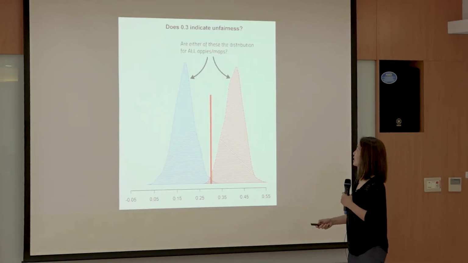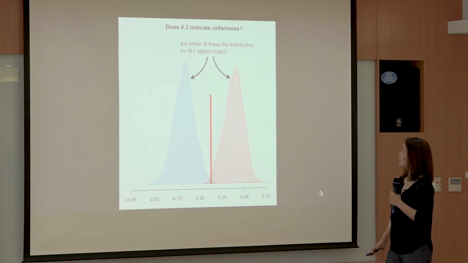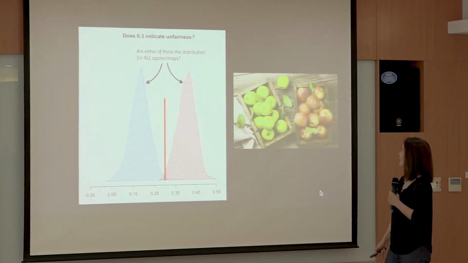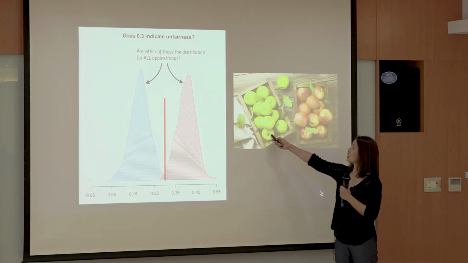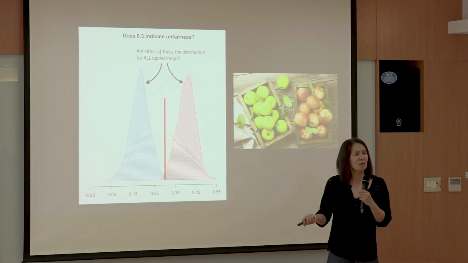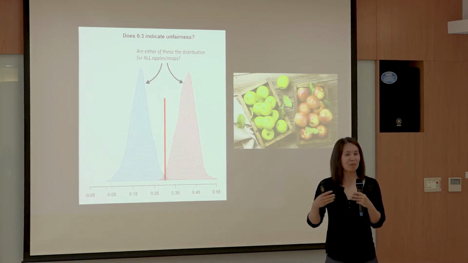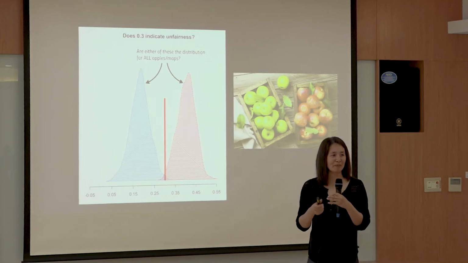And so the problem is, are either of these the distribution for all the apples? So this is the problem. The Democrats bring in this basket, and the Republicans bring in that basket, right? And the judge says, did anyone go get all the apples, or did you guys just go shopping at your special apple store, right?